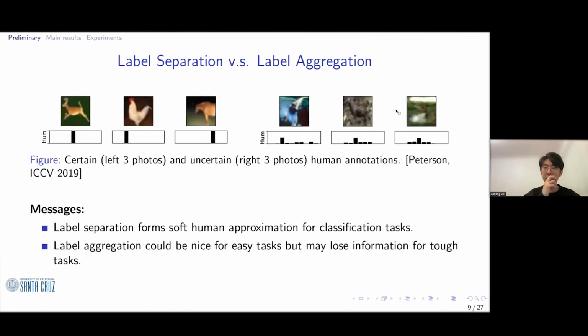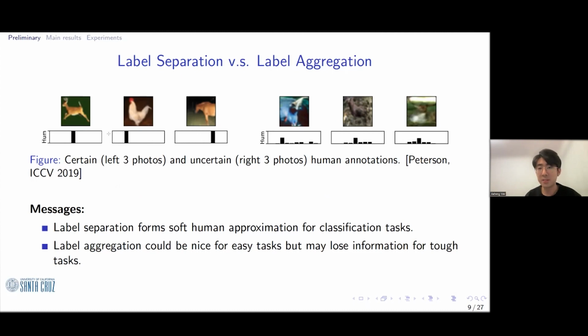Here is a brief comparison between label separation and label aggregation. For some easy photos, you can see the left three photos, they actually have very certain human annotations, which means the majority of these workers would have a consensus on the class of the image. For example, the deer, the hen, or the house maybe. In these settings, label separation and label aggregation make no difference on these samples because they all agree on one specific class.